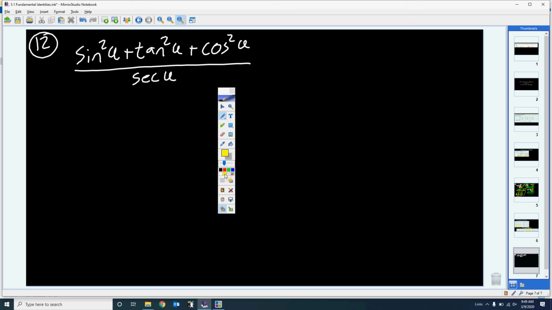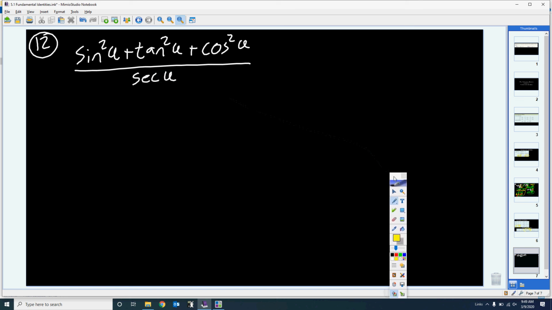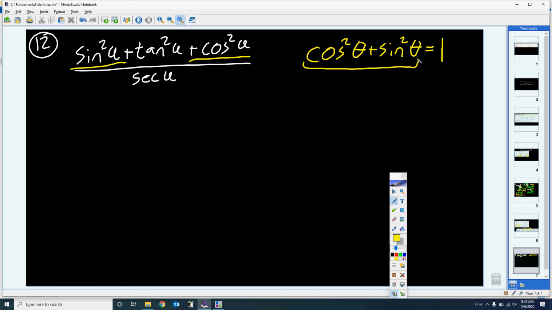Alright, so this one always scares students when they first see it, but this one's really not that bad. It uses the fact that cosine squared theta plus sine squared theta equals 1. Well, I have a sine squared theta plus a cosine squared theta. Now there's a tangent in the middle of it, but we can just say a sine squared and a cosine squared together equal 1. So I can replace this top part with, well, I still have the tangent squared u, but that sine squared and that cosine squared combine to make 1.